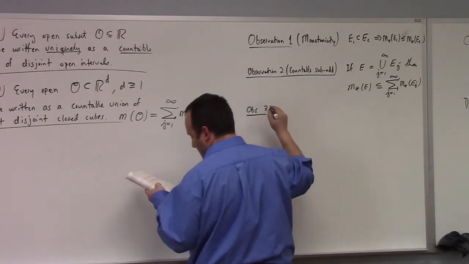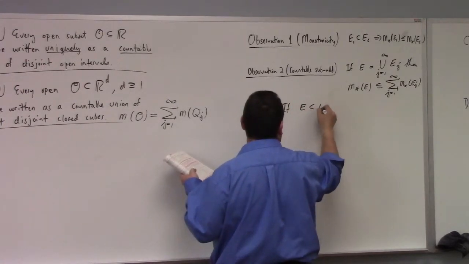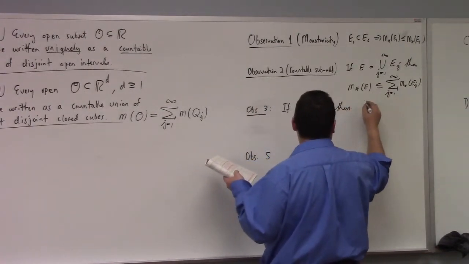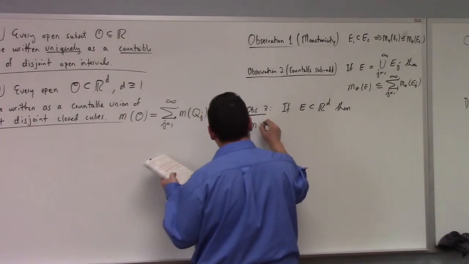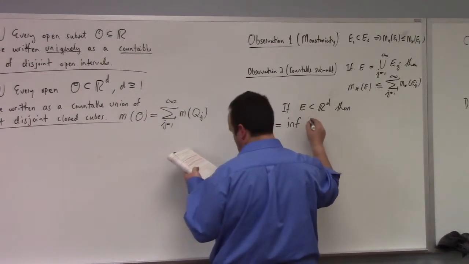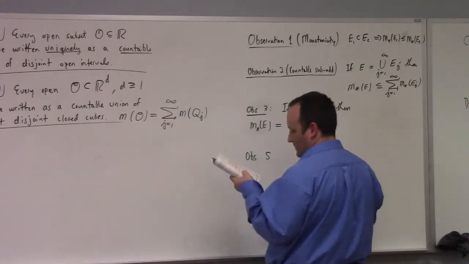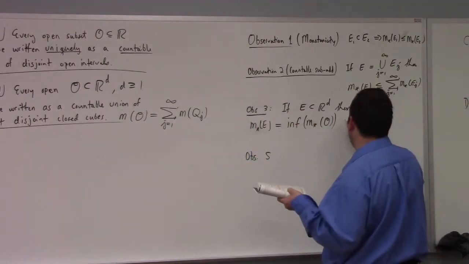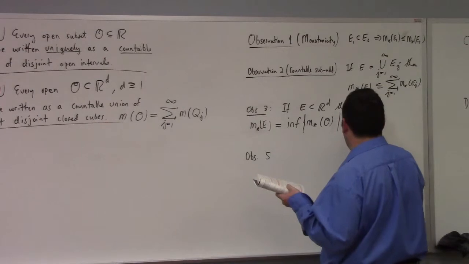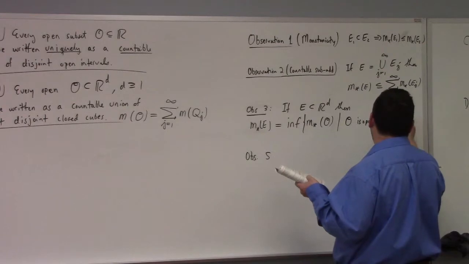Observation 3, if E is a subset of R^d, then the exterior measure of E is equal to the inf of m star of O, where, well, let me just write it plainly. It's the inf of m star of O such that O is open and E is contained in the open set.